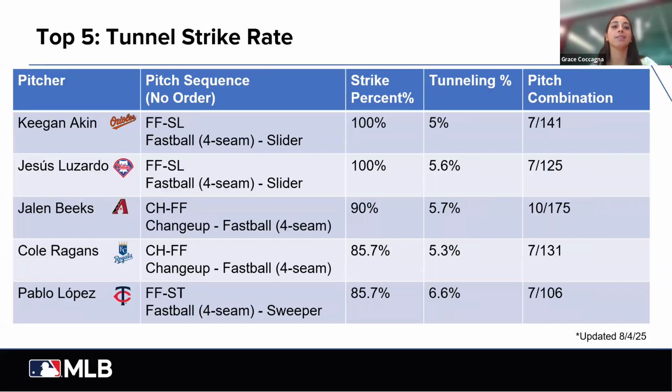Our next metric is the top 5 for the tunnel strike rate. We can see a new leaderboard here, and this is what percentage of strikes they're getting on that second pitch when they are tunneling. So we can see Keegan Atkin at the top with 100% strike percentage. However, he is only tunneling this pitch 5% of the times that he throws it. So 7 out of the 141 combinations he's thrown, only 5% of those have been tunneled. However, when they are, he has 100% strike percentage accuracy.